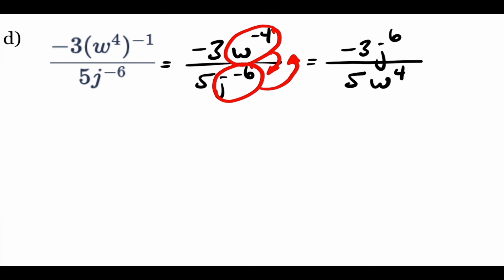Can I combine or cancel anything out? No, because I got J's and W's. J's and W's do not cancel each other out. They're different. Can I reduce negative 3/5? Nope. Then I'm done.